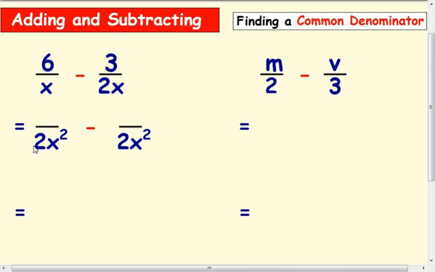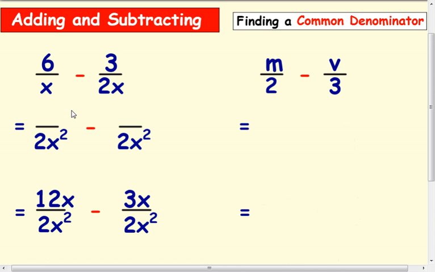That's one way to do it. So how did we get the 2x squared in the bottom? Well, we times the across by 2x here, so do the same to the top, diagonally up. So you get 12 over 2x squared. And go across the other way, x times 2x gives you 2x squared. So diagonally up, x times 3 gives you 3x.